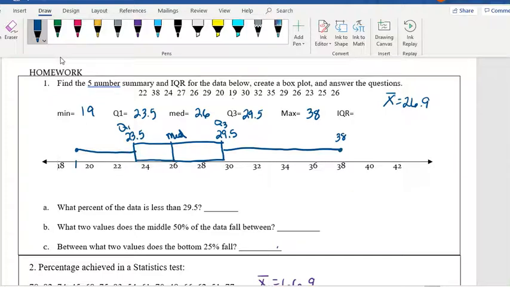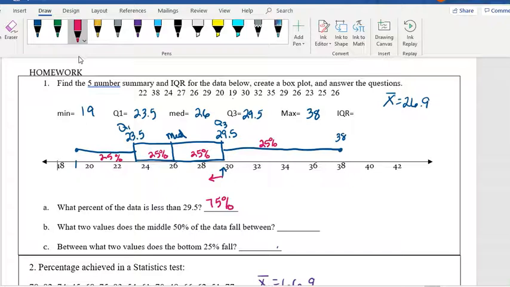Okay, there's my information. What percent of the data is less than 29.5? Well, my 29.5 is right here. And I know exactly what percent because this is 25, this is 25, this is 25, this is 25% of the data. Okay, so if this is like a football game and it's divided out in quarters, these are quarters of information. All right, so what percent of the data is less than right here? Well, that's 75% because I have 3 quarters there.